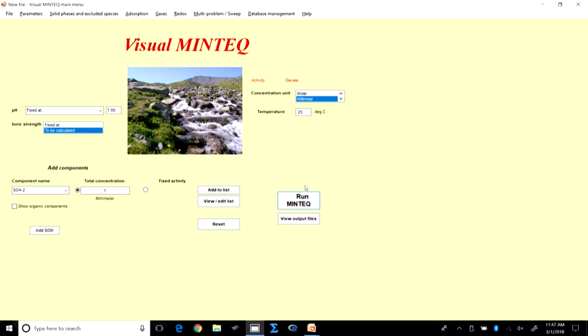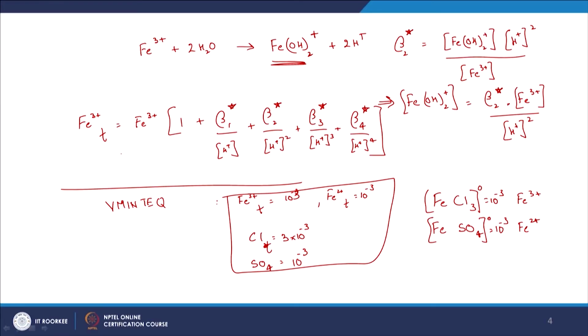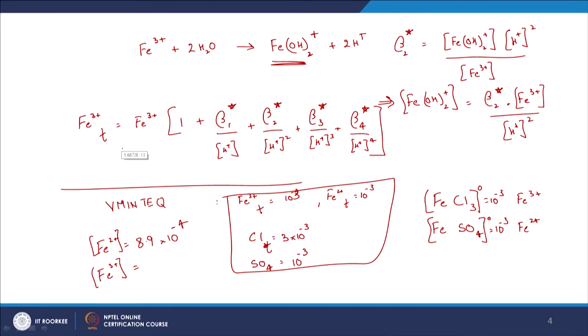So I am going to run Vmintech, and let's see what the actual concentrations of Fe3+ and Fe2+ are, and then plug them in. Fe2+ is 8.9 into 10 power minus 4. So I see that the Fe2+ concentration is slightly lower, but still similar to 10 power minus 3. And let's see what the actual concentration of Fe3+ is, and where is that here? That, as you see, is much lower, 1.1 into 10 power minus 11. So there you have it.